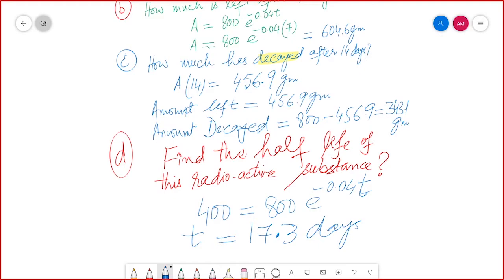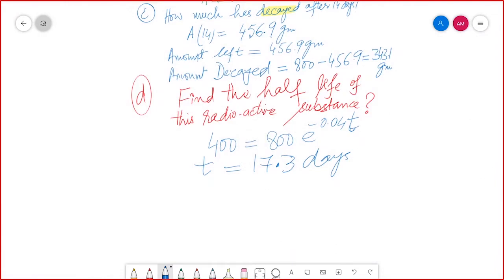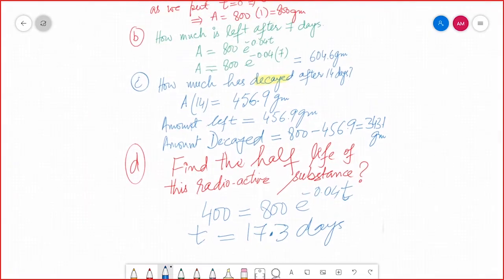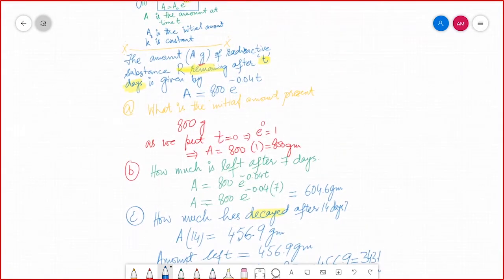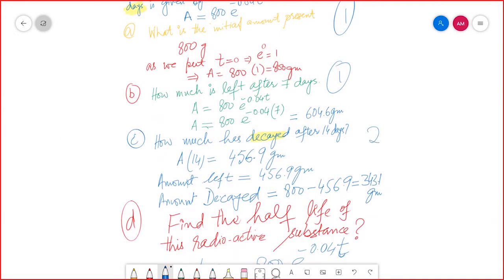Now there is something we would do. If you see, this is our question. Let me write the marks so that you understand. This had 1 mark, the A part. The B part had 1 mark, and then how much is decayed had 2 marks.